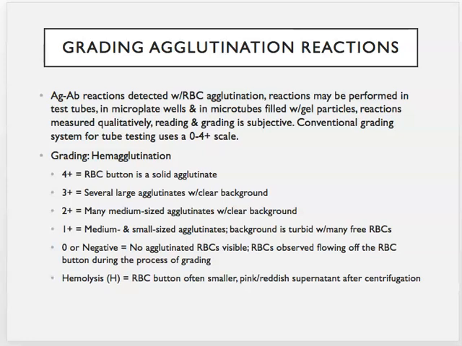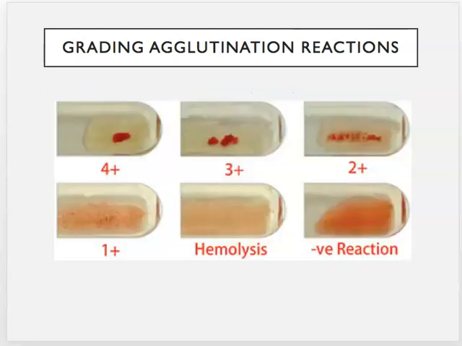Grading the hemagglutination: a 4+ reaction would be referred to as a red cell button, that solid button, a solid agglutinate. There's no questioning that reaction. 3+ is several large agglutinates with a clear background. 2+, you've got some medium-sized agglutinates with a clear background.